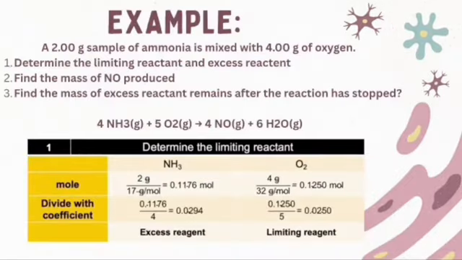We change both reactants to moles. Ammonia is 2 grams, which is 0.1176 moles, and oxygen is 4 grams, which is 0.125 moles. Then we divide each value by each coefficient. Ammonia gives us 0.0294 and oxygen gives us 0.025. The smallest value is oxygen. So oxygen is the limiting reactant and ammonia is the excess reactant.